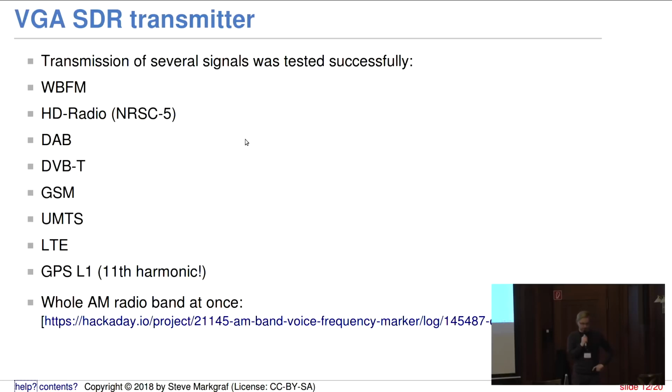And what was most surprising is even GPS L1 at 1.5 gigahertz. So you have to be really close to the device, but you actually get a fix. And yeah, so you can spoof any GPS location to the device. And someone recently built a frequency marker generator for the whole AM band. So the device is transmitting basically the whole AM radio band, and at every frequency you get a voice telling you the frequency. So if you have some of those old AM radios, you can tune through and receive this.